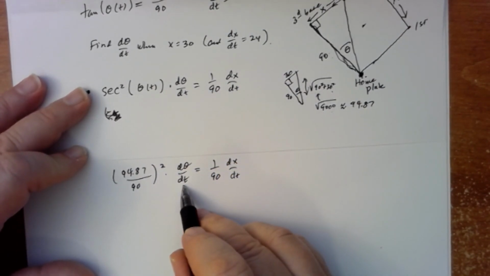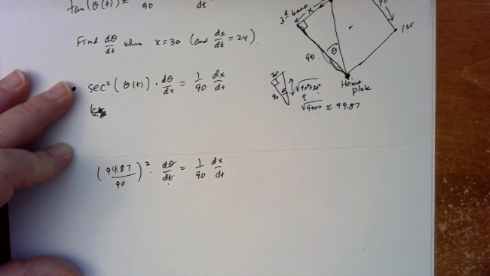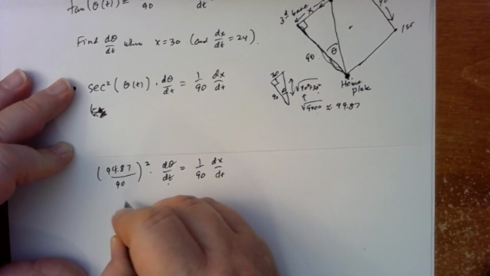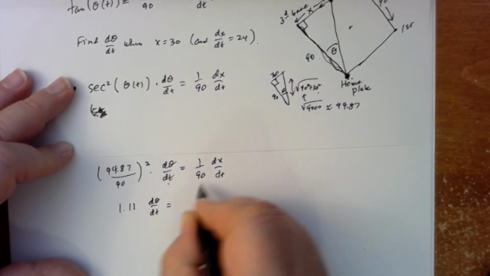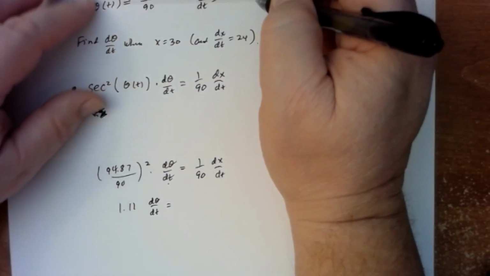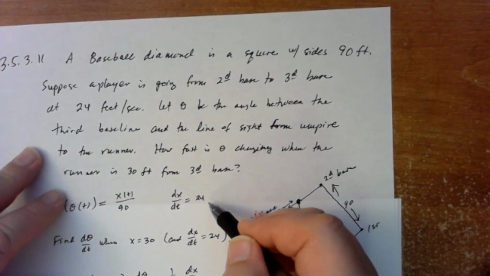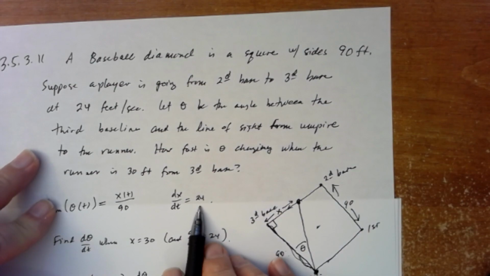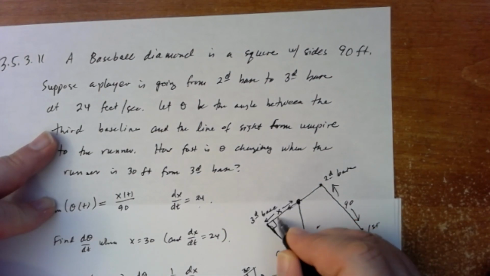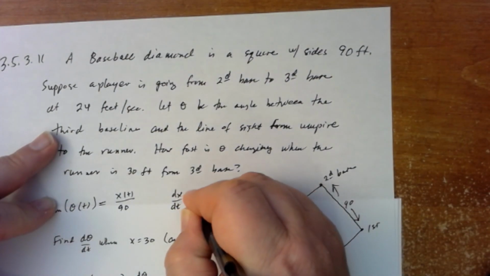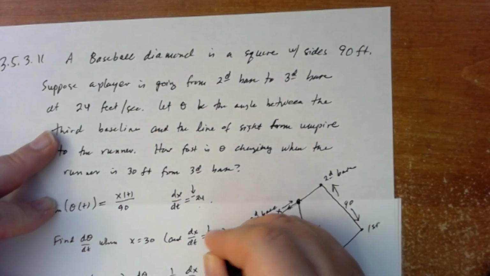Okay, and we want d theta over dt. Let's see, what's 94.87 divided by 90, squared? 1.11 times d theta over dt is equal to 1 over 90. Now dx over dt. You know, in this last page here I said that dx over dt was 24, but I have to be careful here. This is the speed, right? The speed of the player. But notice that x is getting smaller and smaller. So actually I should be writing dx over dt with a negative sign there. So let's go ahead and put a negative sign in.